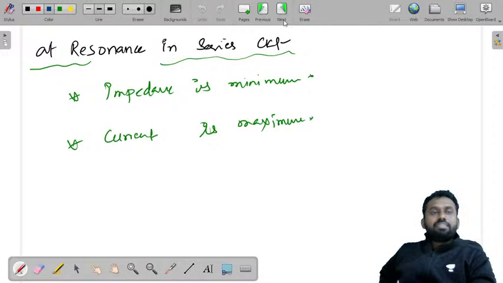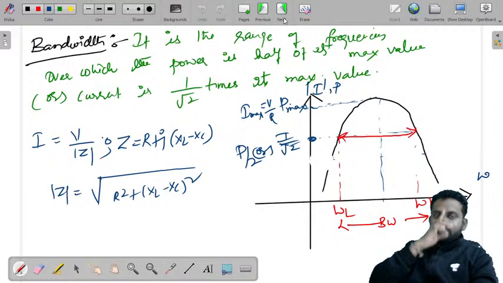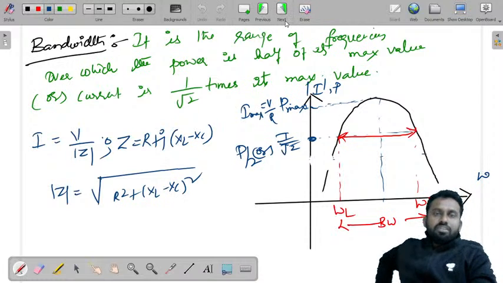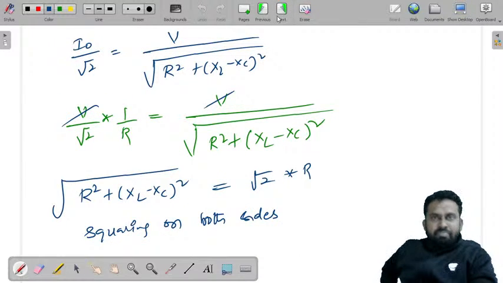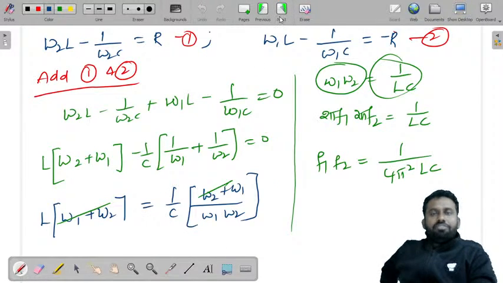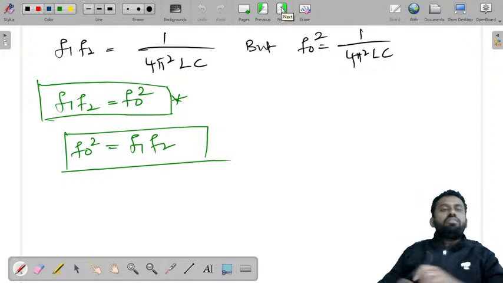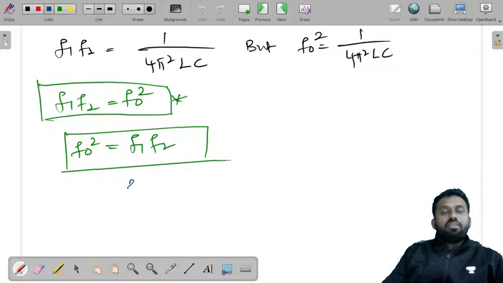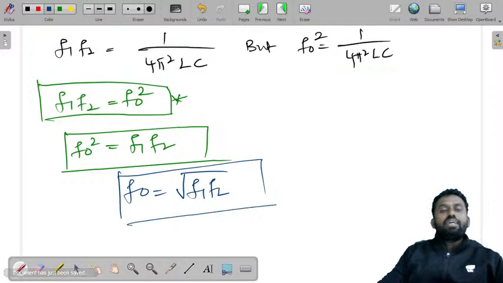Now at resonance in a series circuit, impedance is minimum and current is maximum, and we try to find the bandwidth. It is the range of frequencies over which the power is half, or at half power frequencies the current is 1 by root 2 times the maximum. Using that, we first determine the relation between f0, f1, f2, which is f0 square is equal to f1 f2, or you can also write this as f0 is equal to root f1 f2. Sometimes you'll be asked to derive this.